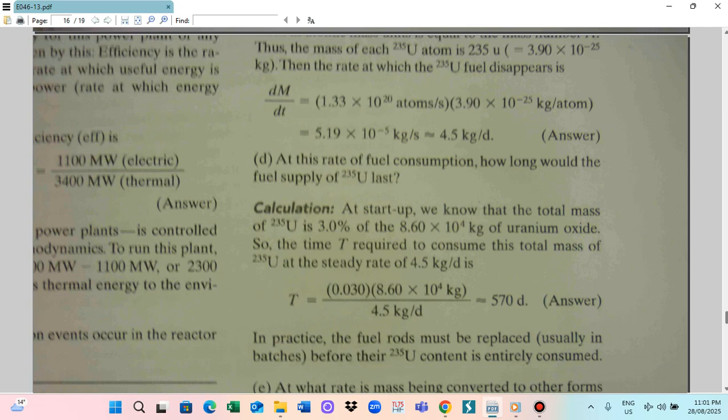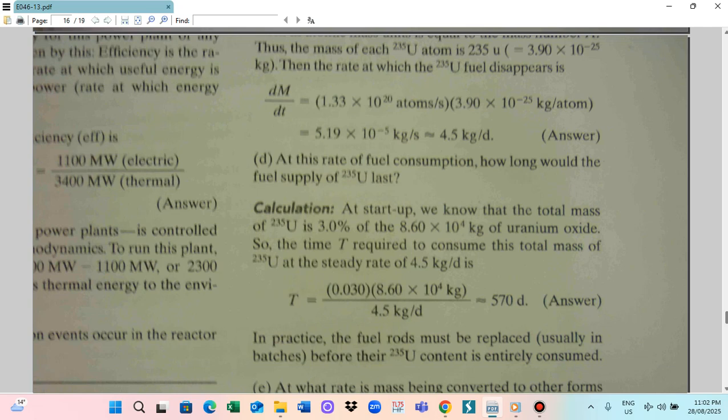This is every day we can provide the 5.7 times 10 to the power 4 fuel. So the number of days can also be calculated. The uranium-235 is 3%, so this is for us 8.6 times 10 to the power 4 kilogram.